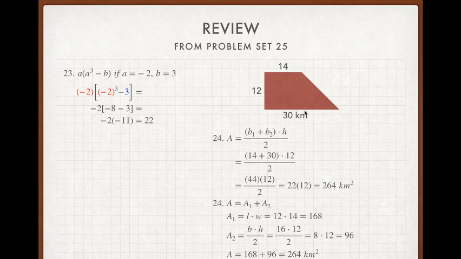For the second one, this triangle, base times height divided by 2 is our formula. The base of it is 16. Notice this longer base here, the total of it is 30. This one's only 14, so the remainder is 16. And then the height is still 12. Divide that by 2, we'll get 8 times 12, or 96. Add those together, you'll get the same answer, 264 square kilometers.